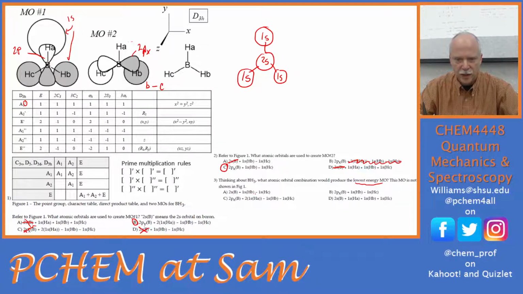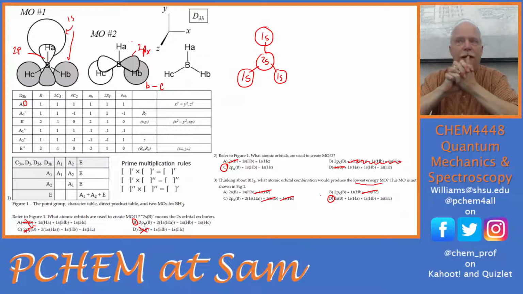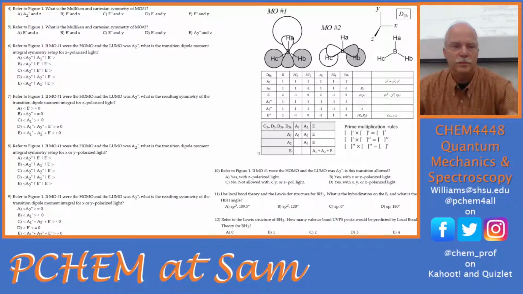Here, this is a minus sign, so we're going to scratch that out. That would produce a node, right? These minus signs would produce nodes, and so here, this one would produce a node. So those are all out. And here's the 2s on the boron, plus 1s on atom A, plus 1s on atom B, plus 1s on atom C. That's the one with no nodes, so that's going to be the lowest energy. What can I clarify on page 1? Okay, good. All right, page 2.